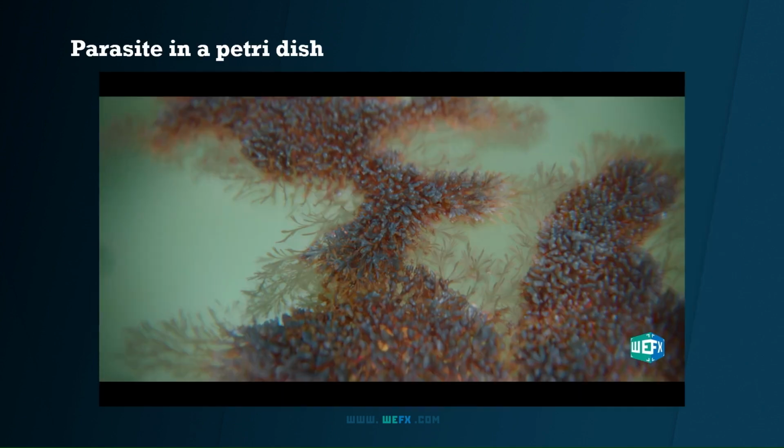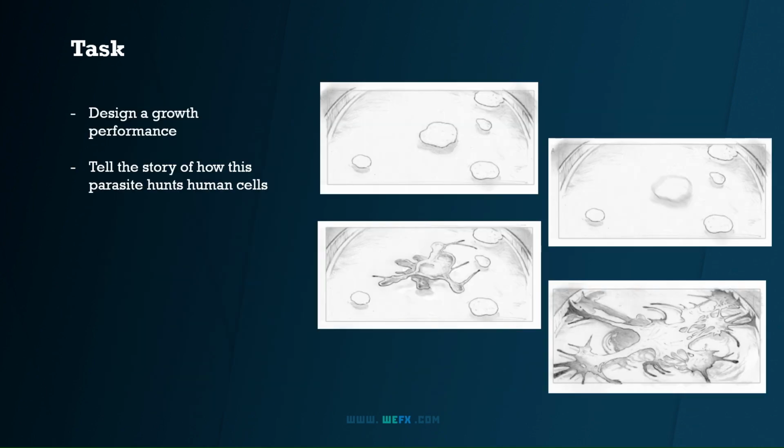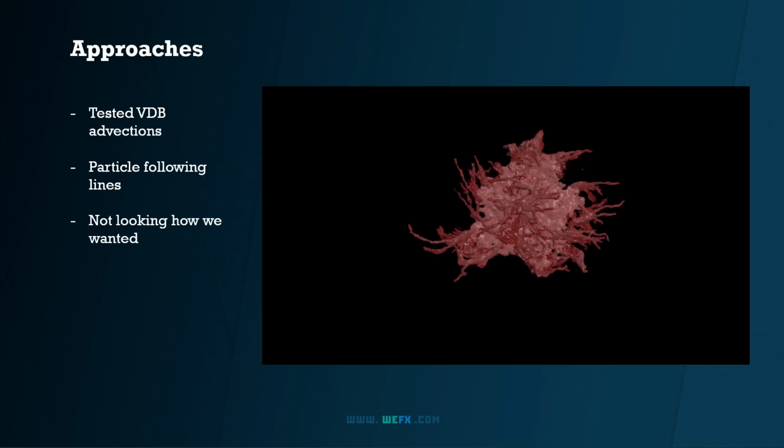The next part that we worked on was the parasite in a Petri dish. Shout out to our FX lead Vimal, who took on this task. It also started with a storyboard interpretation. This is what we got. We had a cell that's going to wake up, and it needs to rapidly explode and propagate and infect other humans. Basically, it's hunting human cells. That's what we're getting from it.